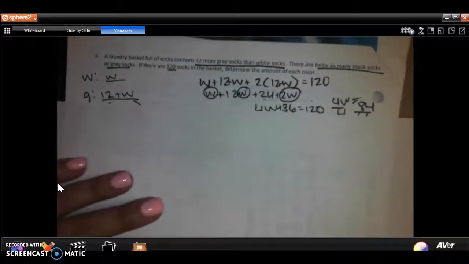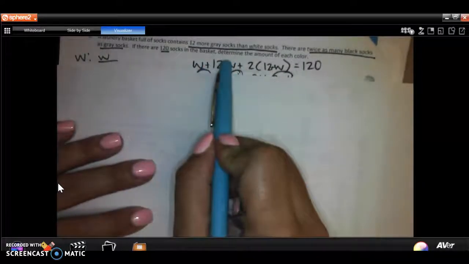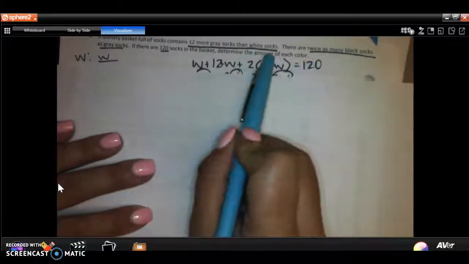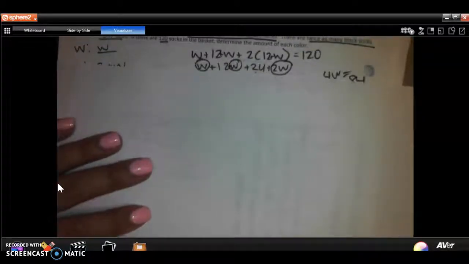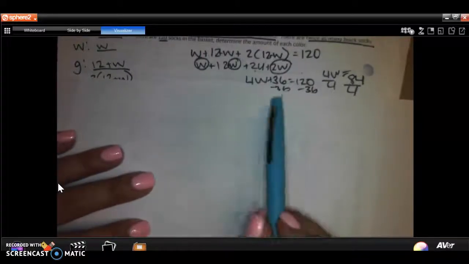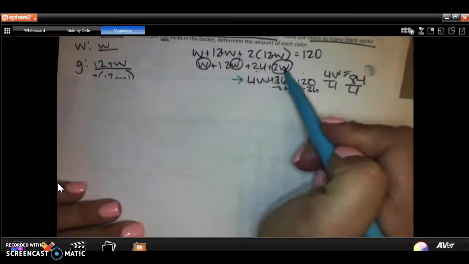What did you put for the expression of white socks, black socks, and gray socks? Well, I know white socks is W. W plus 12 was my gray, and 2 times that is black. So I set that all equal to 120. I have my white socks, my gray socks, and my black socks equals 120. When I distributed and combined my like terms, you should end up with 4W plus 36 equals 120 as your equation, right? Because W plus 2W plus 2W.